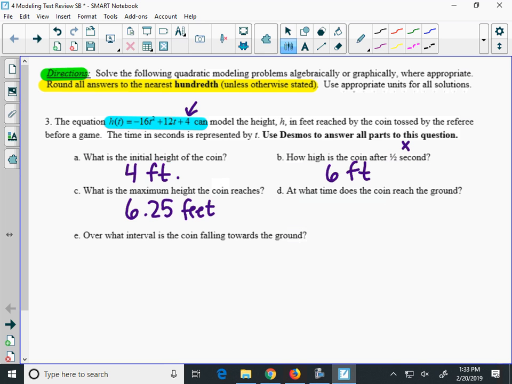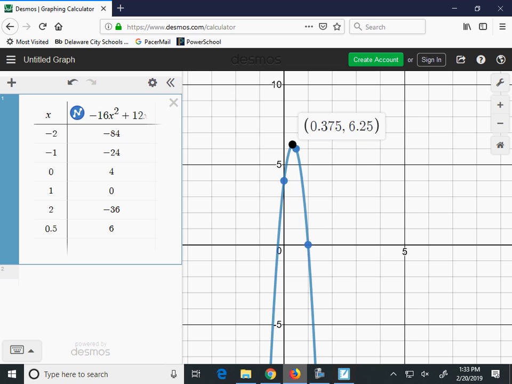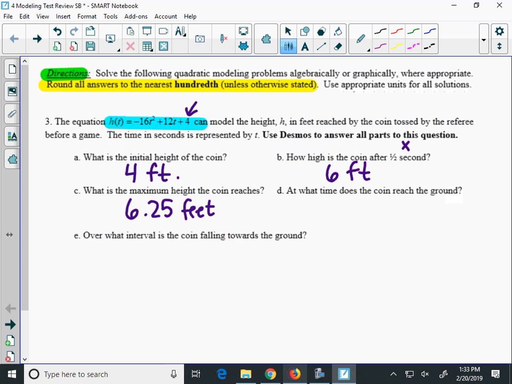All right, and then at what time does the coin reach the ground? Well, that's the x-intercept. So you start at 4 feet, it goes up, it comes down and hits the ground after 1 second.